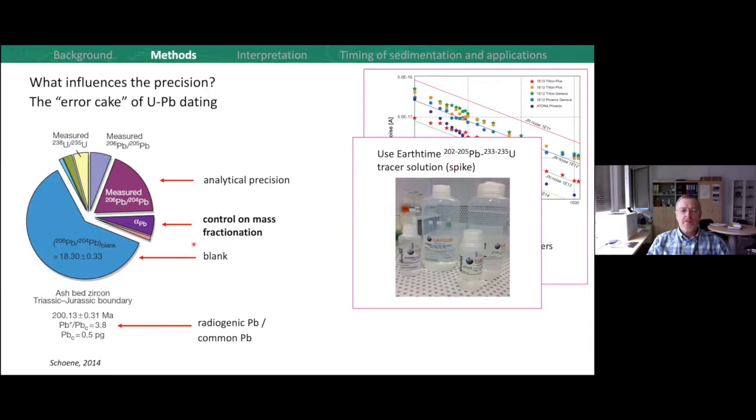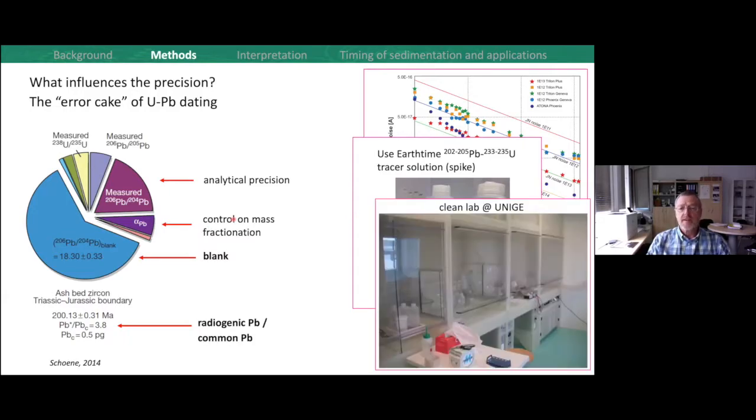This is one very, very important aspect of developing the techniques: the blank. This is when isotope geochemists or geochronologists are sitting together, they speak most of the time about blanks. This is in a very clean lab. We want to minimize the amount of lead we introduce into the analysis via contact with materials and acids, also our hair, whatever.